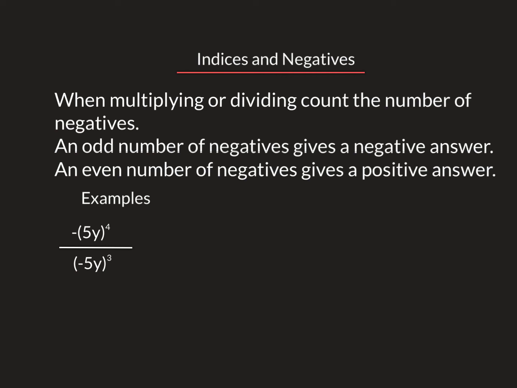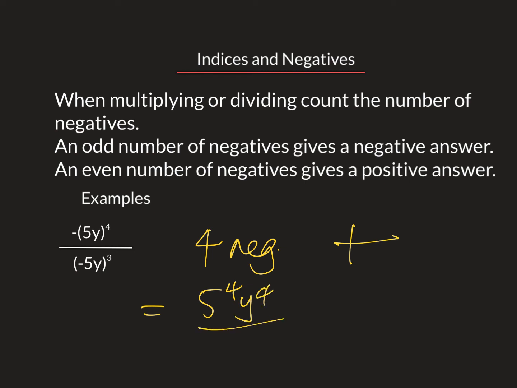In this next example, there is a negative outside the bracket and a negative inside the bracket. On the top line, there is one negative, and on the bottom line, there are 3 negatives. So 1 on the numerator and 3 in the denominator. That means there are 4 negatives, which means the answer is positive. And the answer will be positive 5 to the power 4 y to the power 4 over 5 to the power 3 y to the power 3, which will simplify to 5y.